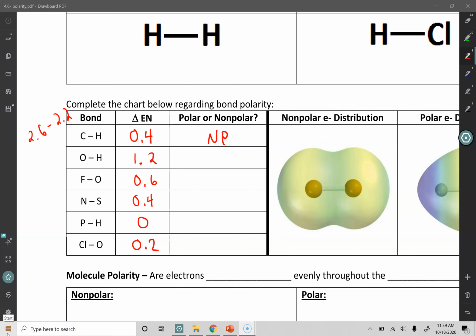So I've gone ahead and written down the differences in electronegativity. Figure we'll just talk polar and nonpolar together. The OH bond is extremely polar. Oxygen is hogging those electrons. Fluorine and oxygen, that is also a polar bond. Fluorine will not bond to any other nonmetal in any other way than a polar bond. It's just way too electronegative.